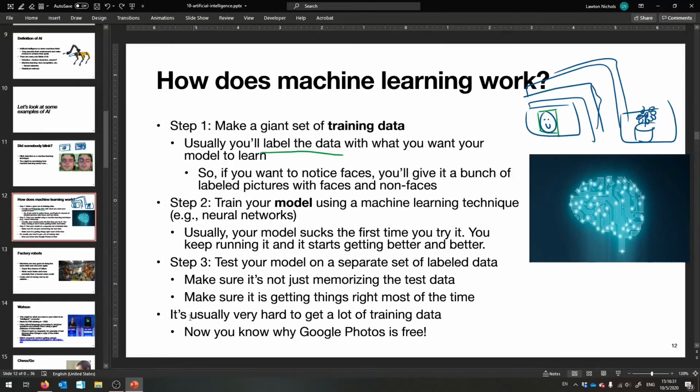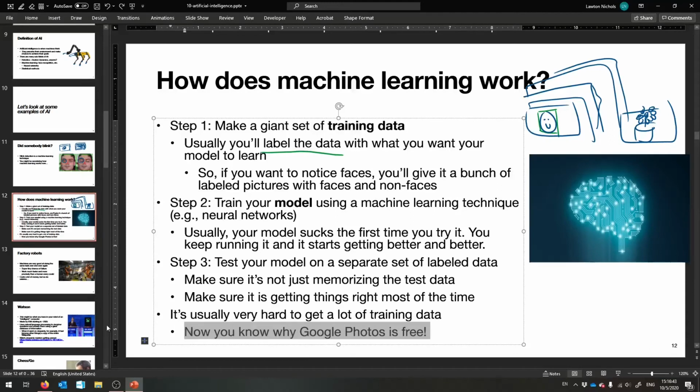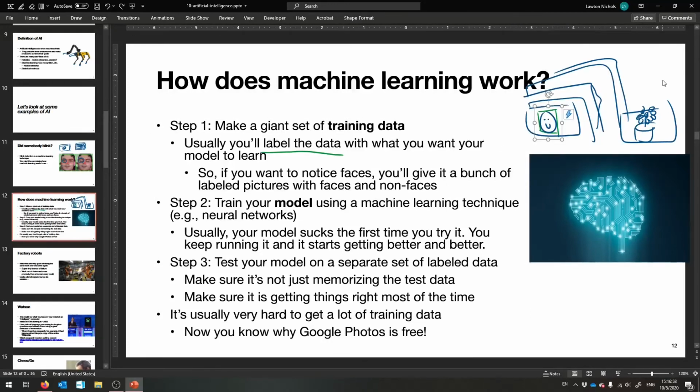Okay? And it's usually very, very hard to get a ton of training data like this. And so many companies have popped up that do just machine learning, that just do data gathering. And now you know why so many services are free these days. So Google Photos, for example, it stores your photos for free. And the stipulation behind that, the reason Google's letting you waste its space, is that it wants your images. It wants to use them to train their machine learning models, among other things.